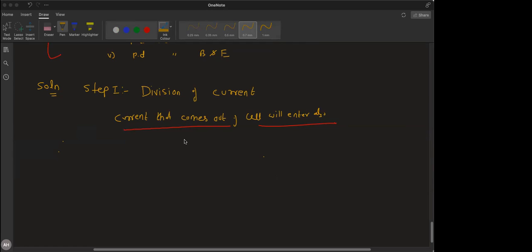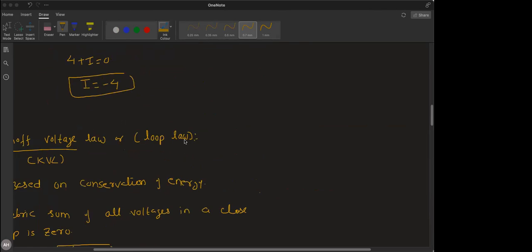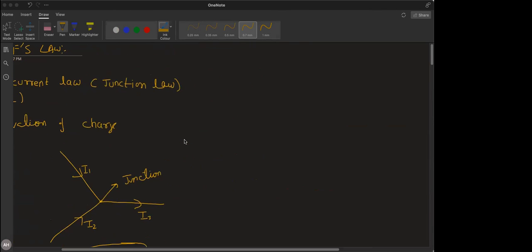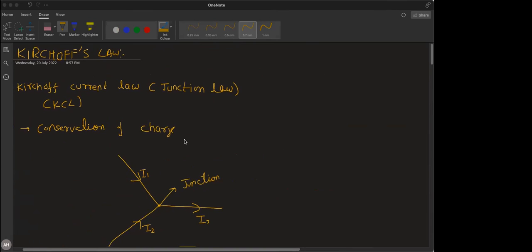So we were doing Kirchhoff's law in the last class. Let's recall what Kirchhoff's laws were. Kirchhoff gave two laws. What was the first law of Kirchhoff, Arpit? Sir, it states that the current entering the junction and the current leaving the junction is equal.